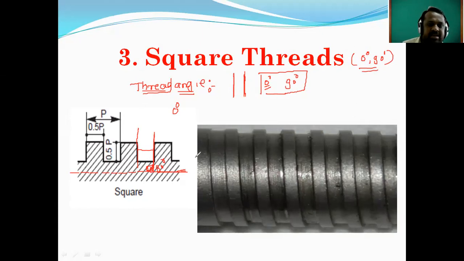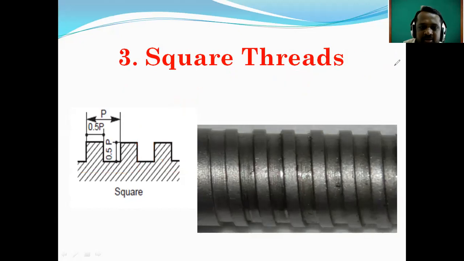Then what is the application of the square thread? Has anybody seen the square thread? The square thread is generally used whenever there is a heavy load. For heavy load purposes, we are using the square thread. Heavy load means, for example, here we can use the square thread.